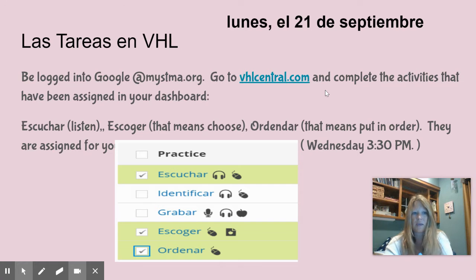So let's go through here. We have to be logged in to vhlcentral.com. Those are the 3 activities. Escuchar means to listen. Escoger means to choose. And ordenar means to put them in order. They are assigned to you and they're due Wednesday at 3:30 p.m. So I want you to do those 3 activities.